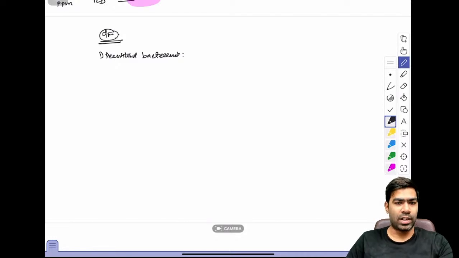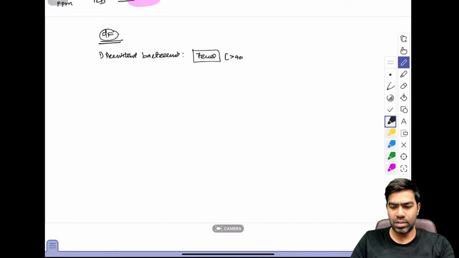Nevertheless, so persistent bacteremia. What are the features that happen because of persistent bacteremia? One, most important, the fever. Fever is supposed to be the most common symptom in patients with infective endocarditis. More than 90% of the patients with infective endocarditis, may it be acute or subacute, tend to have a sort of fever.